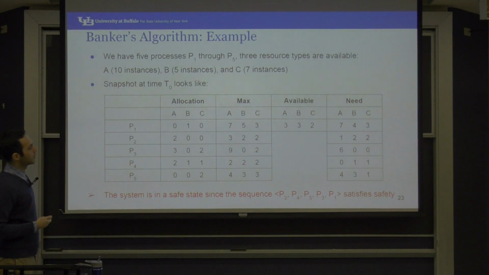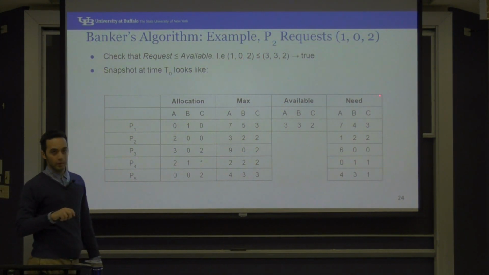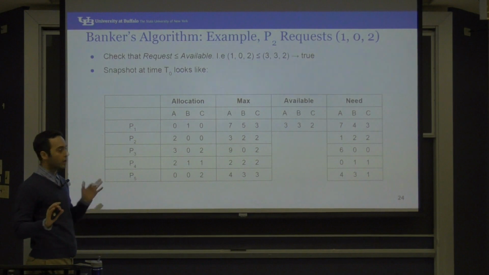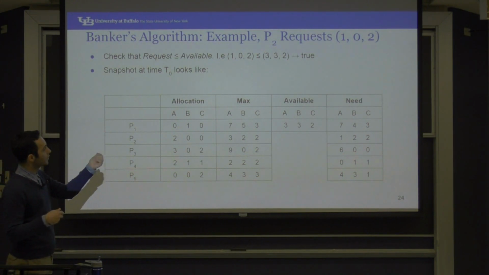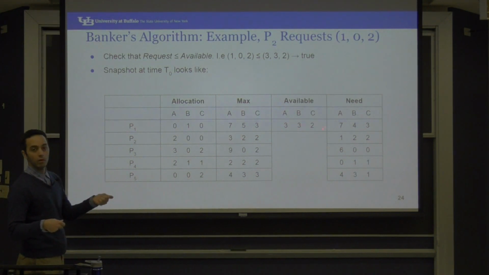Don't worry about it. So now when P2 requests 1, 0, 2, at this point, what should happen? First, we should check if this 1, 0, 2 is less than the available. So it's requesting 1, 0, 2, and we have 3, 3, 2. So far so good. The request is valid. But what happens if we allocate it? We assume that the allocation happens. So if it requires 1, 0, 2, then the allocation will be 3, 0, 2, and our available will become 2, 3, 0, right?